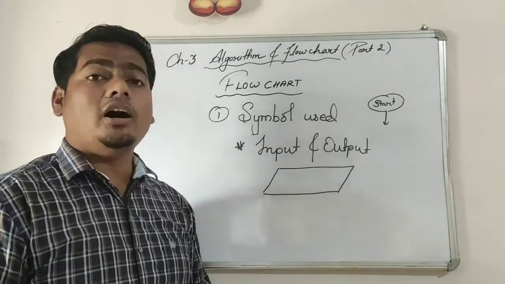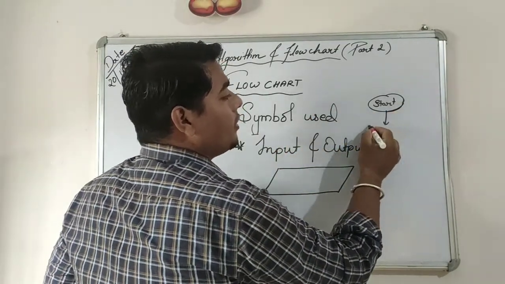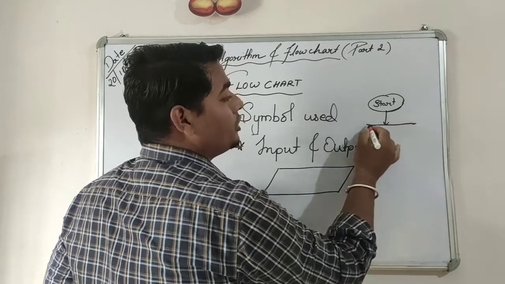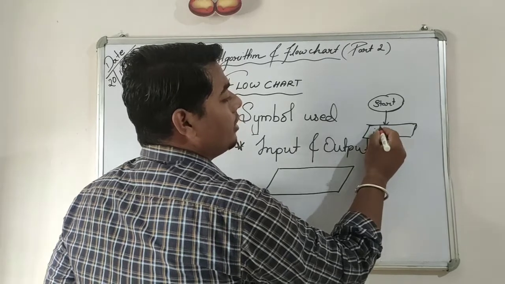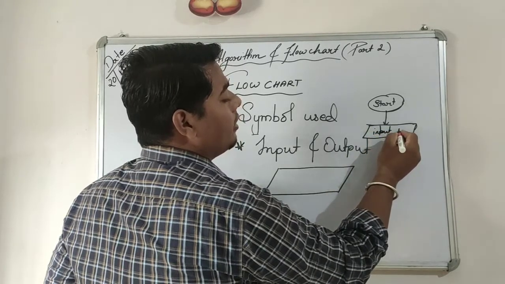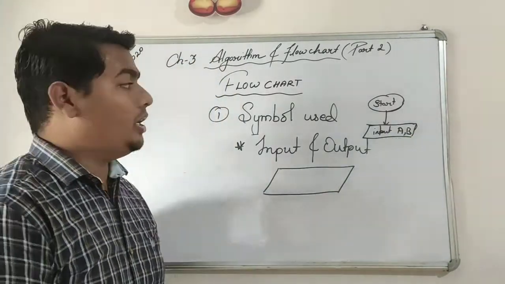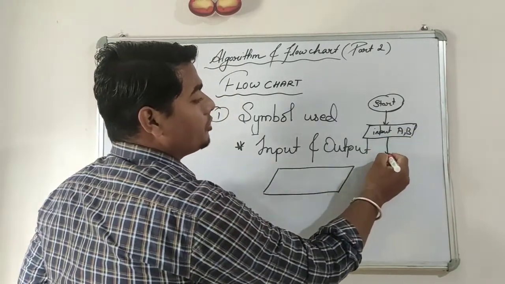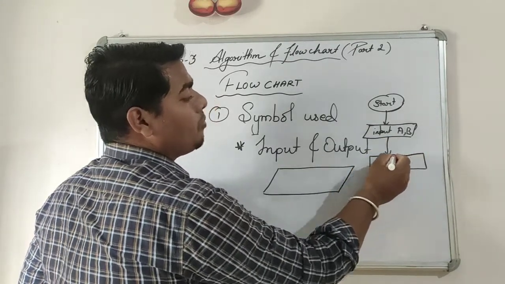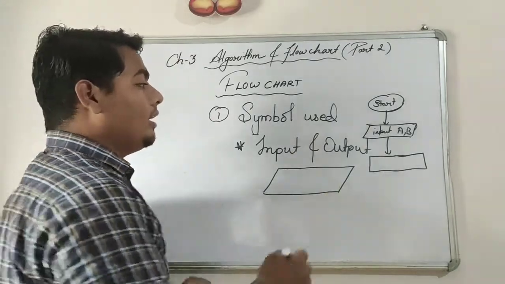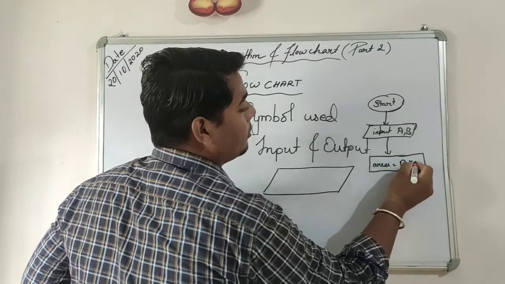For input and output, how does it work? See, I have one example. For processing we need input. Input A, comma B. I have input A comma B. Then I will process it. Process means what I have to do with this A and B. Which box have I used? Rectangle. In it I have written area is equal to A into B.